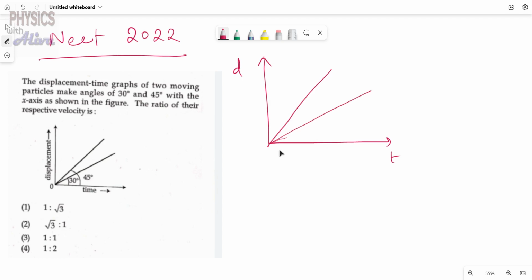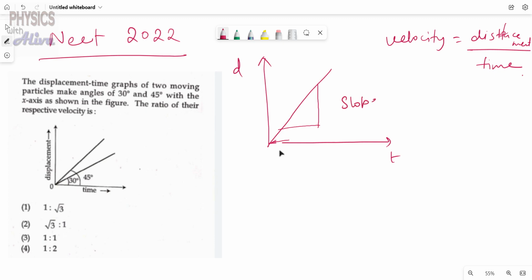We know the definition of velocity is displacement per unit time. This is velocity. And suppose we are taking one graph at first. Suppose this is the line, displacement versus time. So if we draw a triangle and we calculate the slope of the line, then we will get the velocity of the body.